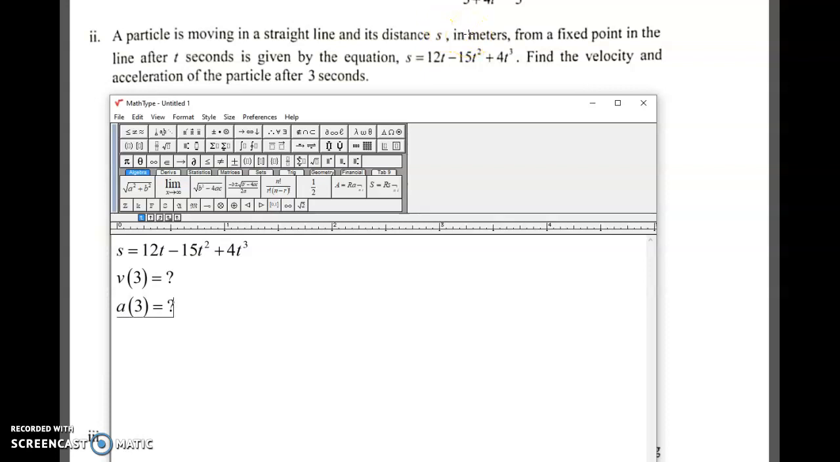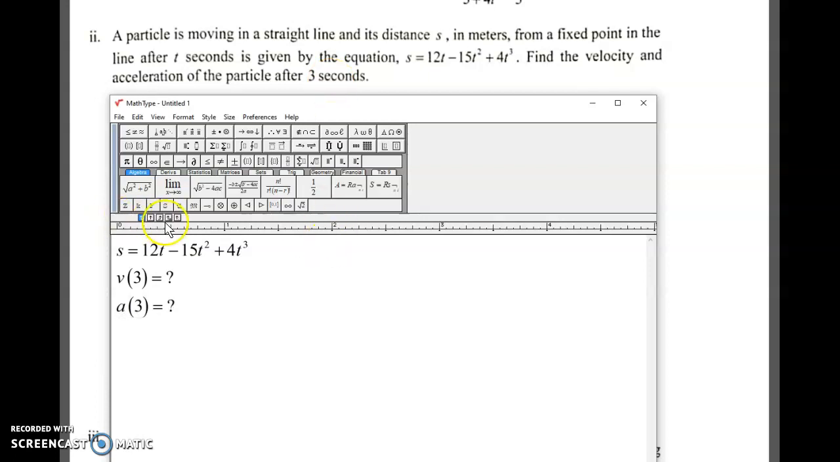a fixed point in the line after t seconds is given by this equation. This is the displacement equation for the displacement of a particle that is moving in a straight line. Right, so next they want us to find the velocity and acceleration of the particle after 3 seconds of their movement.